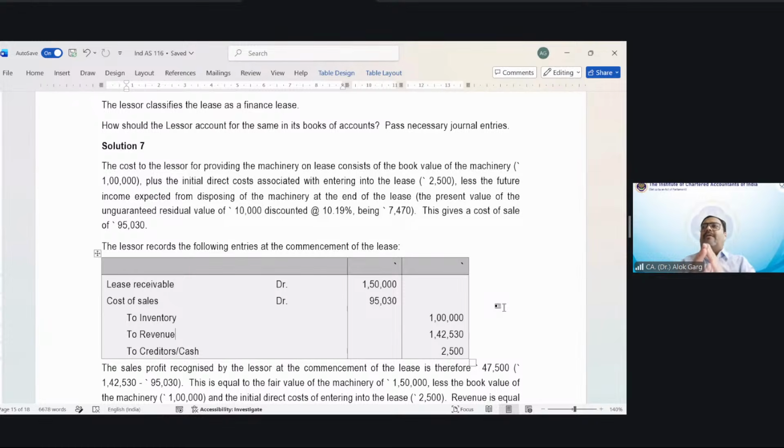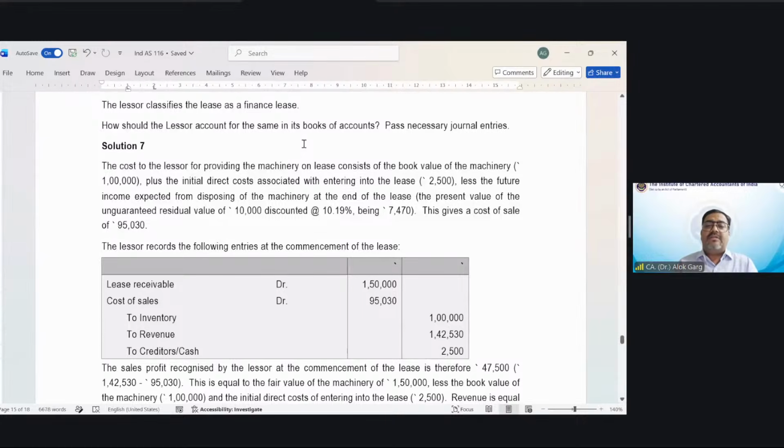Let me give you, first of all, let me talk about the finance lease accounting. What is finance lease accounting in the books of the lessor? First of all, in case of a finance lease, the lessor will de-recognize the asset. Here the asset is inventory. And the lessor will recognize the lease receivable at the present value of the future lease rentals plus unguaranteed residual value, meaning whatever is the fair value of the lease payment. The lessor will record the lease receivable by that amount, and will credit the asset. The lessor will de-recognize the asset.